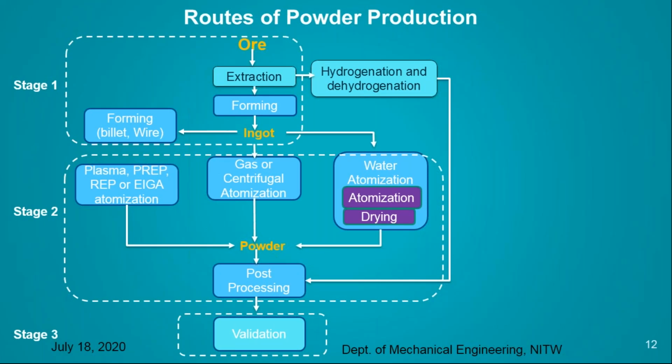Once we have done the atomization, we go for the drying of that powder, that is the post processing of the powder in the second stage. Then we have to validate whether the powder is suitable for this additive manufacturing process or not. That is how these routes of powder production happen before using it for the AM process.